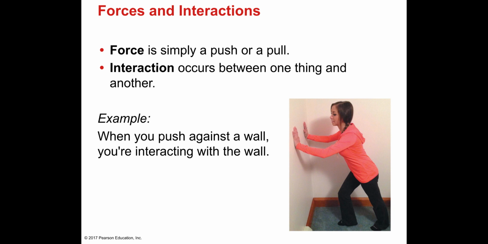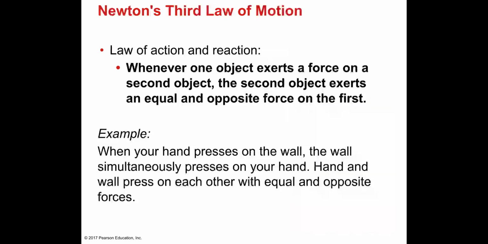So before then, let me remind you of the definition of a force. A force, as we saw at the beginning, is simply a push or a pull of an object. So whenever you exert a push or a pull, you are doing so on an object. So two things are actually interacting. When we're talking about interactions, remember it always occurs between one thing and another. For example, when you push against a wall, you are interacting with the wall.